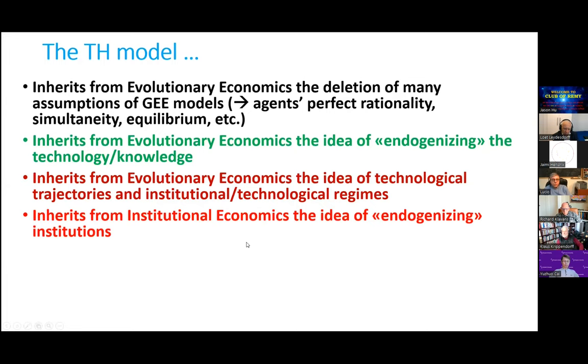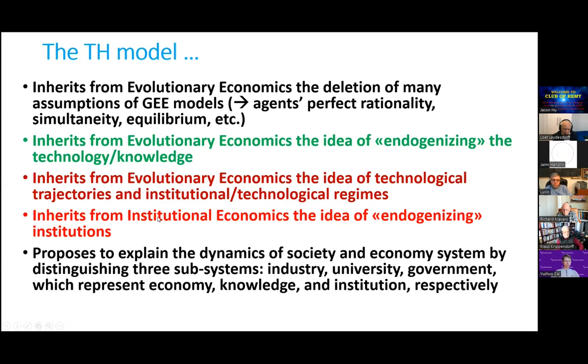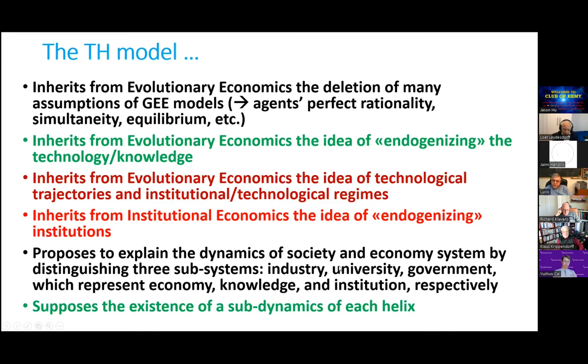And the triple helix model also inherits from institutional economics the idea of endogenizing the institutions. And what does it propose? It proposes to explain the dynamics of society and the economic system by distinguishing three subsystems: industry, university, and government, which are supposed to represent economy or wealth production, knowledge production, and institution, respectively. Further, it is supposed that each of these is a helix, and each helix has its own subdynamic.